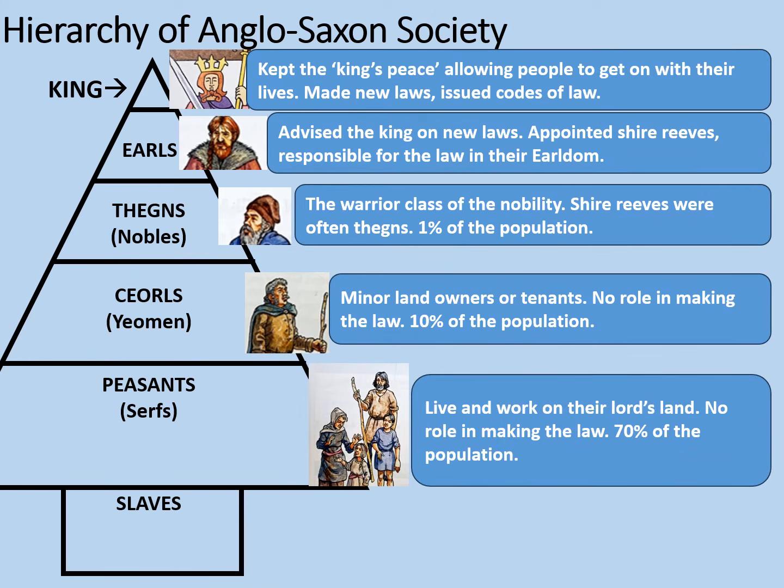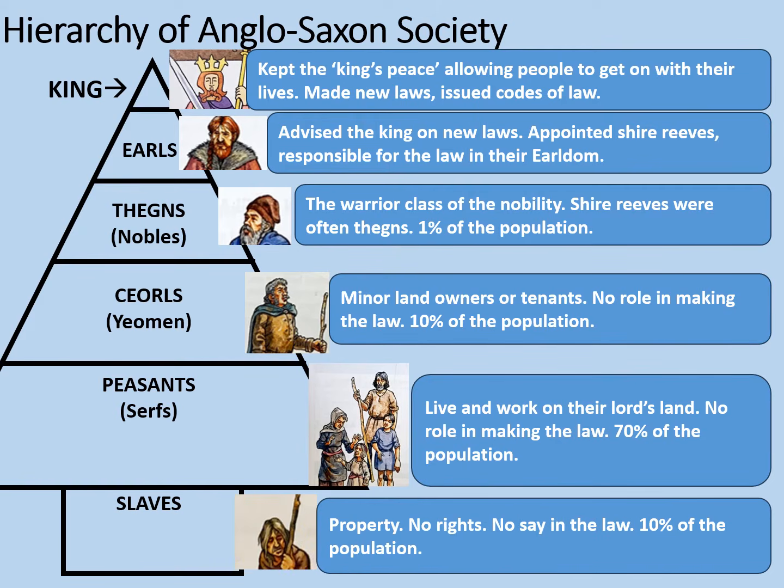Predictably enough, the unfree peasants or serfs had to live and work on their lord's land, and they also had no role in making the law, despite the fact that they made up 70% of the population. And of course, right down the bottom were the slaves. Enslaved people were considered legally property. They had no rights. They had no say in the law, even though they represented 10% of the population.